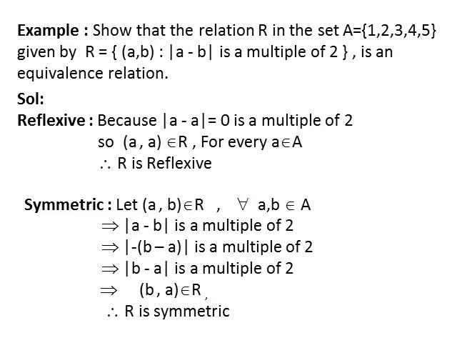For symmetric, let's assume ordered pair (a, b) belongs to relation R. It means modulus of a minus b is a multiple of 2. So, modulus of b minus a is also a multiple of 2. This implies ordered pair (b, a) belongs to relation R. Therefore, R is symmetric. Now we check transitivity.